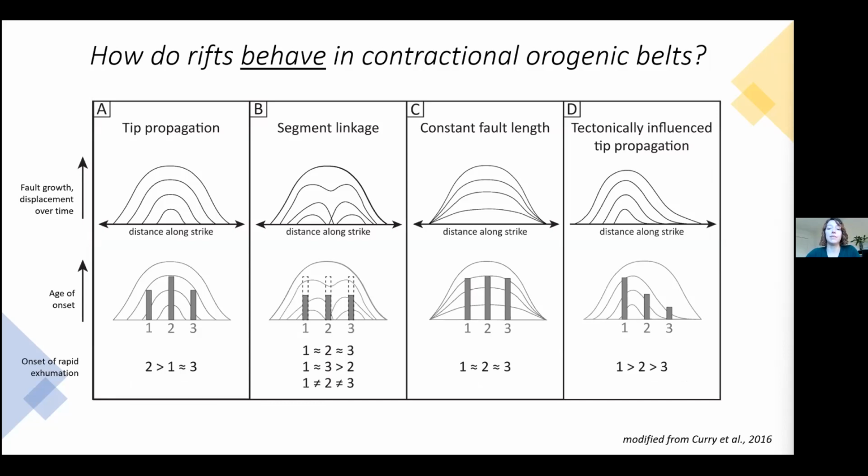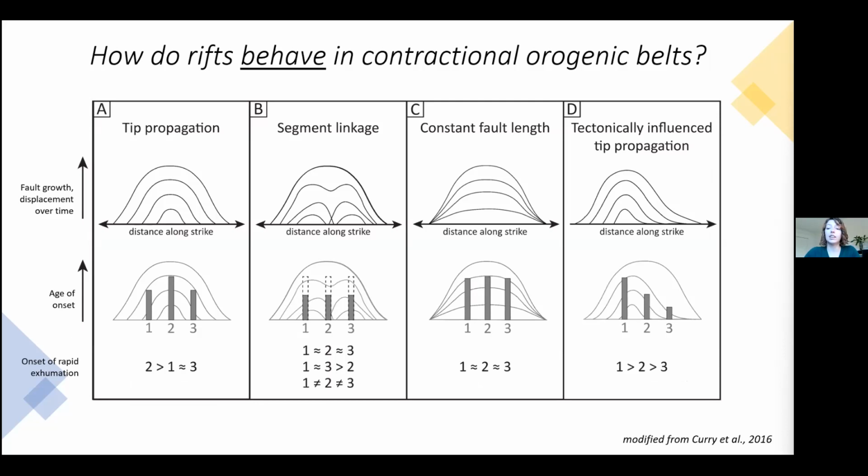How do rifts behave in contractional orogenic belts? Or specifically, how do rifts initiate and evolve through time in Tibet? This figure, modified from Curry et al. 2016, outlines 4 kinematic models for normal fault growth: tip propagation, segment linkage, constant fault length, and tectonically influenced tip propagation.